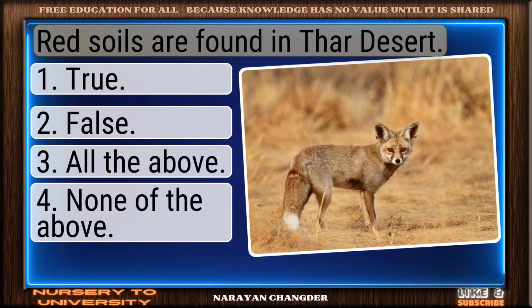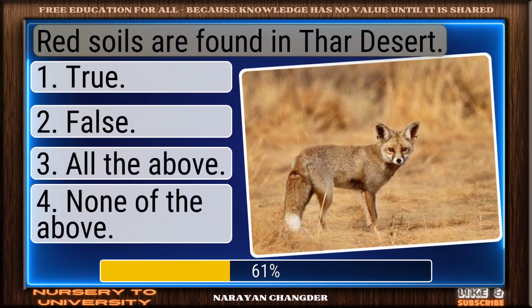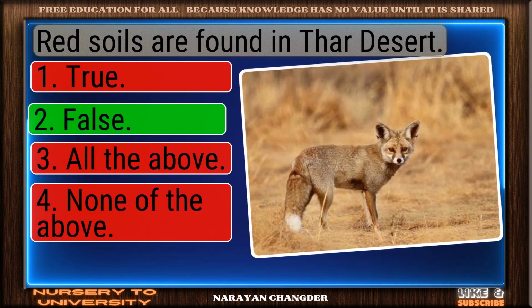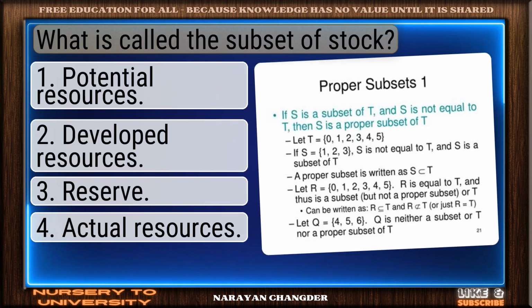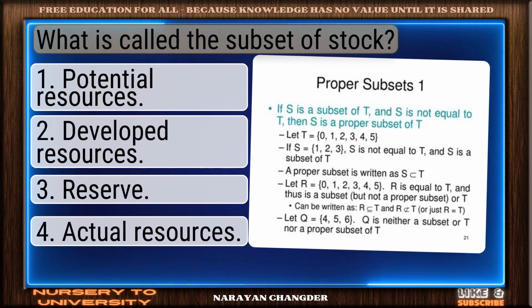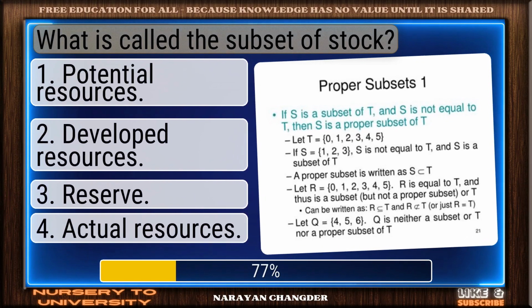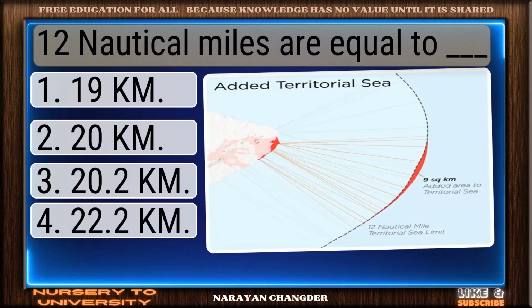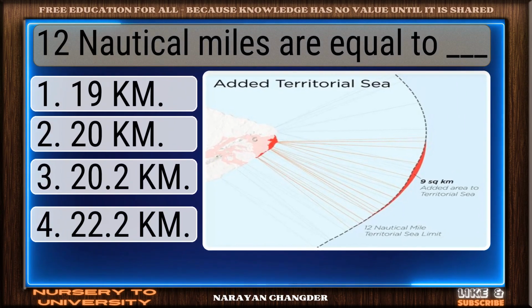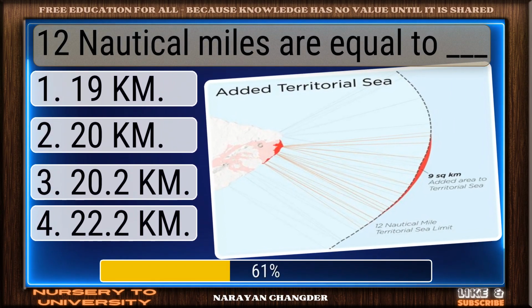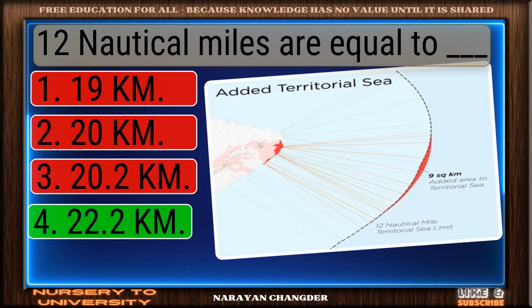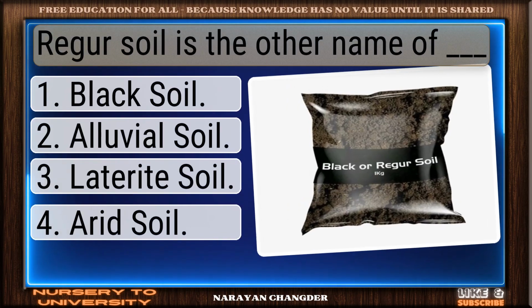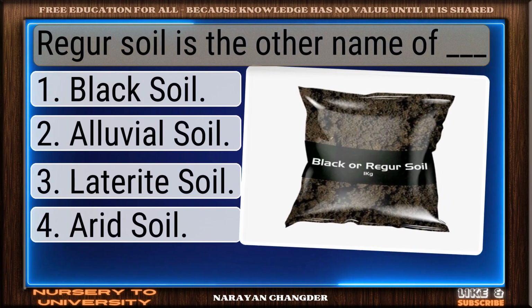Red soils are found in our desert. Good job. False works well. What is called the subset of stock? Well done. Reserve is right. 12 nautical miles are equal to dash. 22.2 km is sound. Regur soil is the other name of dash.